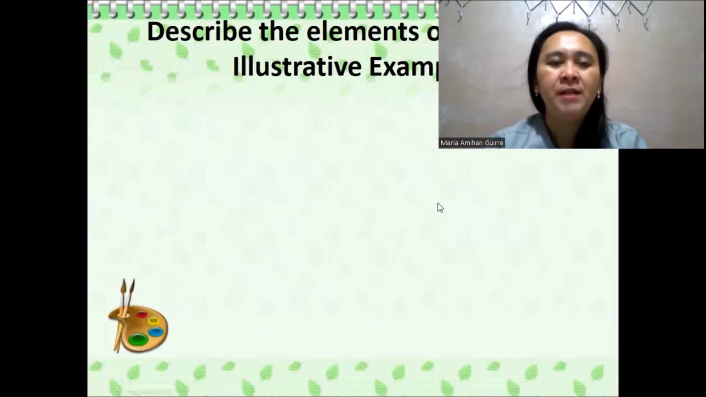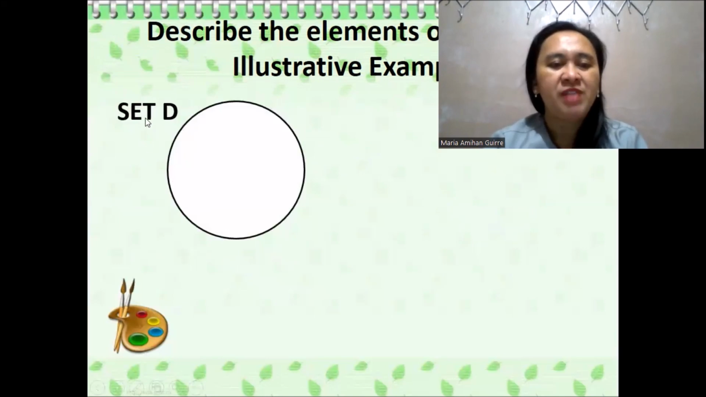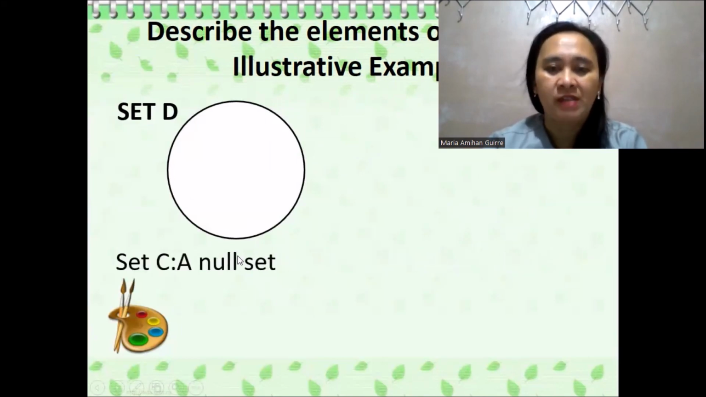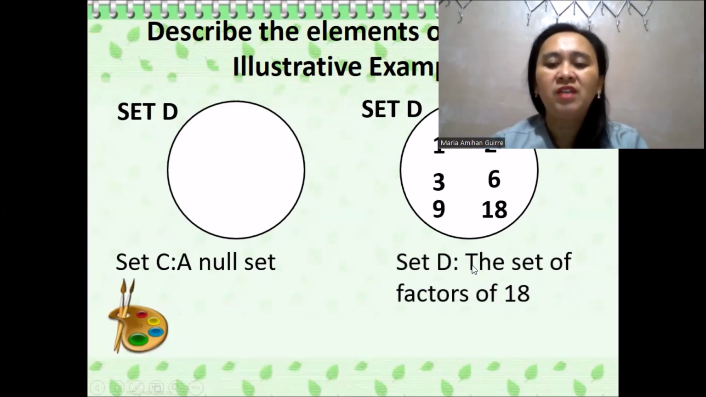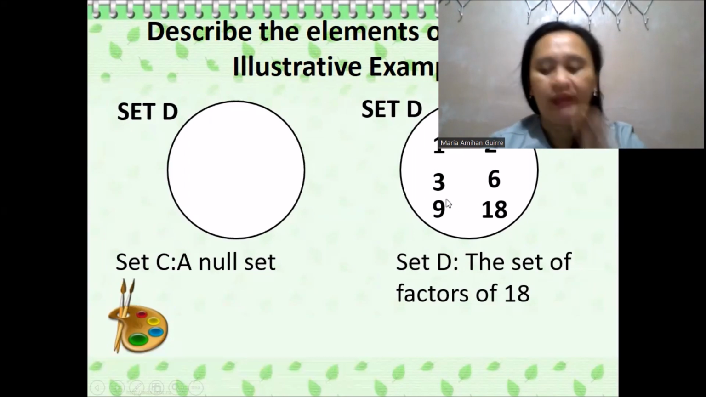Another example, to describe set C, no elements found, therefore this is a null set or empty set. Then set D: 1, 2, 3, 6, 9, 18. Observe, the set D is the set of factors of 18. 1 times 18 is 18, 2 times 9 is 18, 3 times 6 is 18. Naka-arrange lang siya in order.